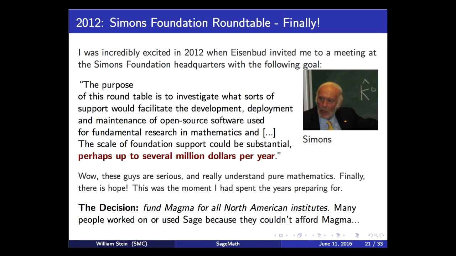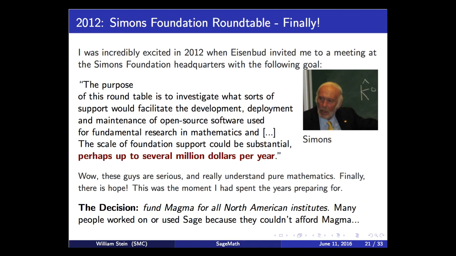So I went to the roundtable discussion, and the decision that was made was to fund Magma for all North American academic institutes. It's just what happened. And it wasn't a result of the people at the roundtable deciding to do this. The people were a bunch of great open source advocates and people involved in various other open source projects, like Susan Holmes from Stanford and the R project and so on. We had lots of great discussions and ideas, but the real decision had nothing to do with our discussions.